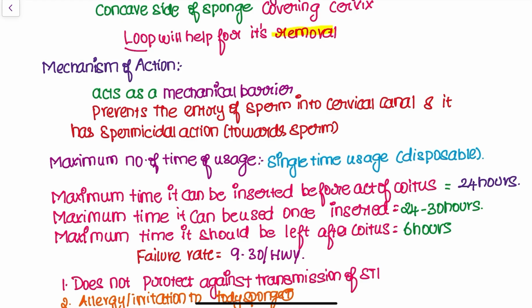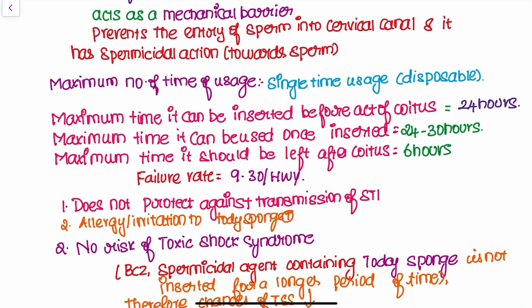As we all know, the Today Sponge is going to act as a physical barrier contraceptive. The major function is that it prevents the entry of the sperm into the cervical canal, and it has spermicidal action towards the sperm because it contains the spermicidal agent nonoxynol-9, right? That is, 1 gram of nonoxynol-9 is present in this Today Sponge. So it prevents the entry of sperm into the cervical canal, and at the same time it has a cidal action against the sperm. So dual action is present with this barrier contraceptive.